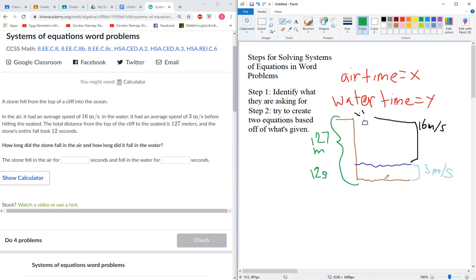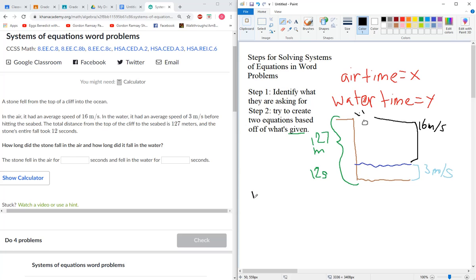Let's make an equation for distance, because right now, remember, we're basing it off of our given. We're given 127 meters. We're also given 12 seconds. So we're going to work off of this. Yeah? So right now, we know that for seconds, however many seconds we have the total of, I'm going to use black.